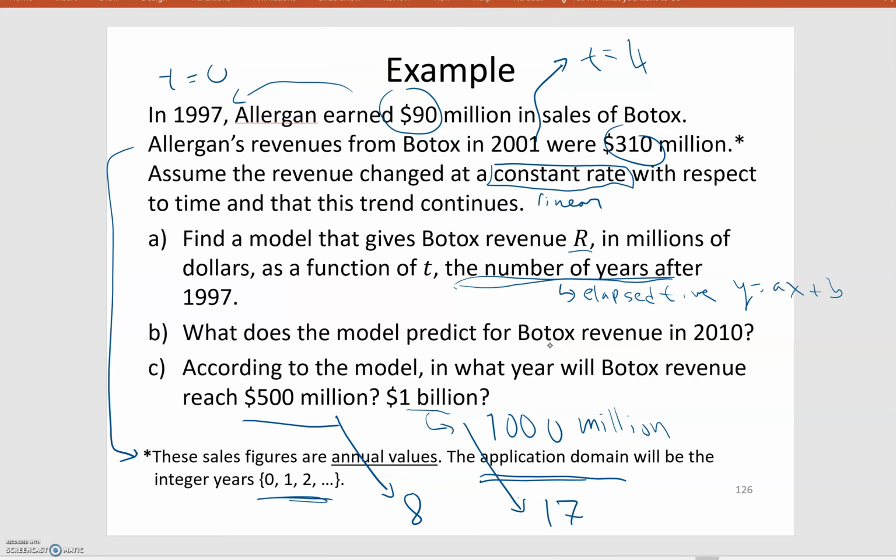Okay, so do you see how in this example using calc-intersect is not really necessary? I just need to know the pure integer year when I exceeded this value. I don't actually need to know the decimal value because we don't have decimal portions of years. We only have whole years. Okay, so 8 years after 97 or 17 years after 1997.